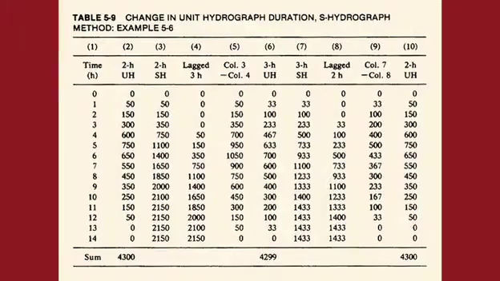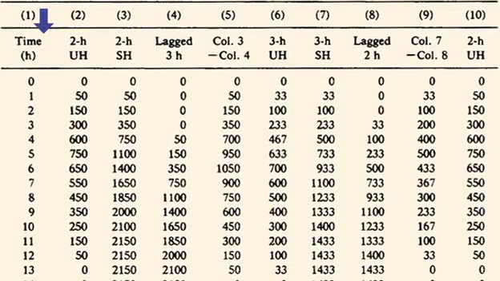The conversion of a 2-hour to a 3-hour unit hydrograph, followed by the conversion of the 3-hour to a 2-hour unit hydrograph, is illustrated in this table. Column 1 shows the time in hours. Column 2 shows the 2-hour unit hydrograph. This is the same unit hydrograph calculated in the previous example. Column 3 is the 2-hour S hydrograph, obtained by accumulating the ordinates of column 2 at intervals of x equal 2 hours.